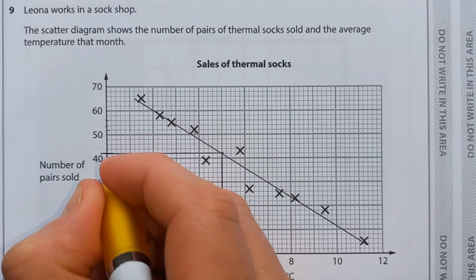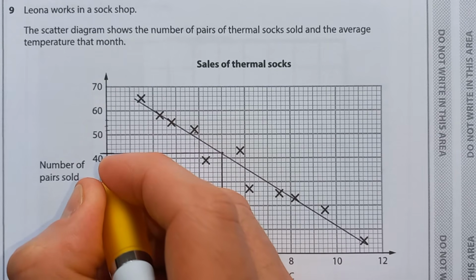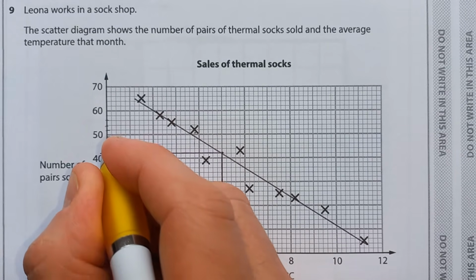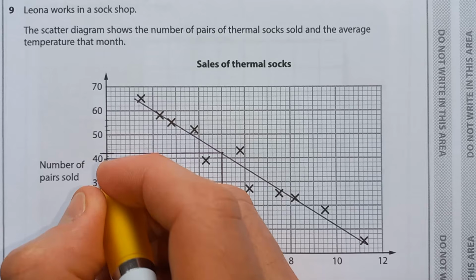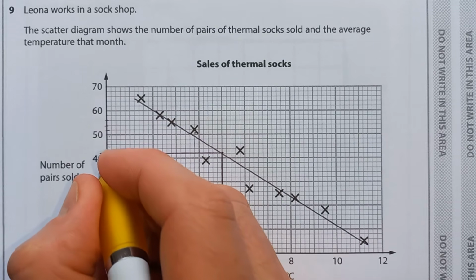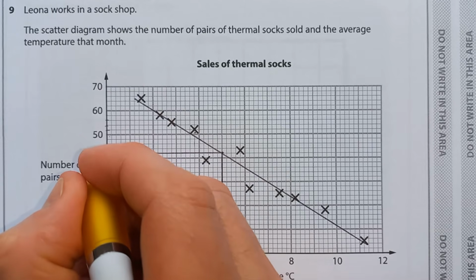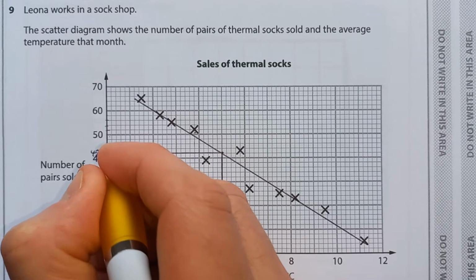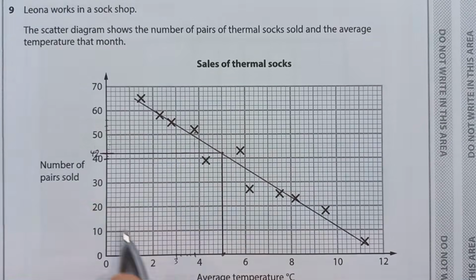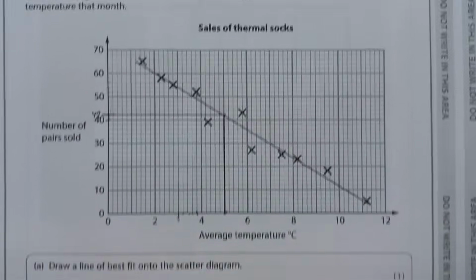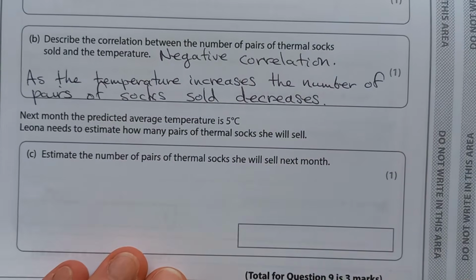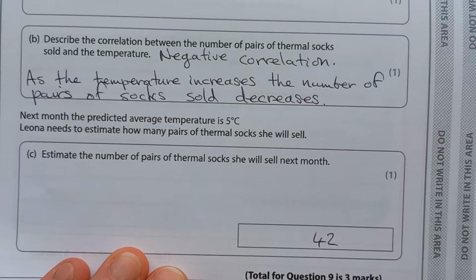As we saw before, between 40 and 50, we've got 5 boxes, but we've got a difference of 10. So that means that each of these must be worth 2. So that would be 42, 44, 46, 48, 50. So our estimate for the number of pairs of socks sold is 42.